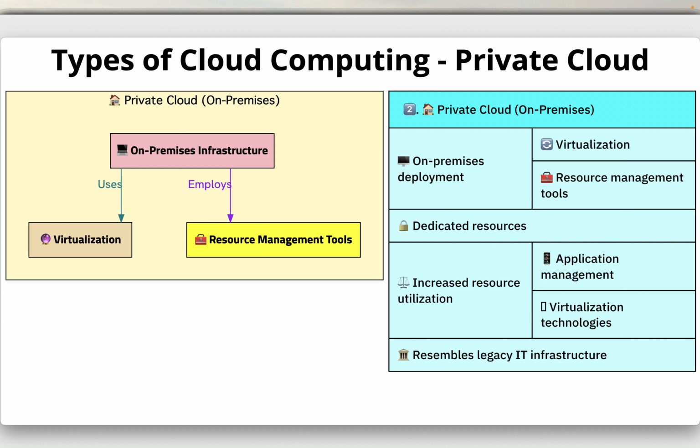Next type of cloud is private cloud, which is on-premises. Resources are deployed on-premises using virtualization and resource management tools, providing dedicated resources without many cloud computing benefits. This model aims to increase resource utilization through application management and virtualization technologies, resembling legacy IT infrastructure.